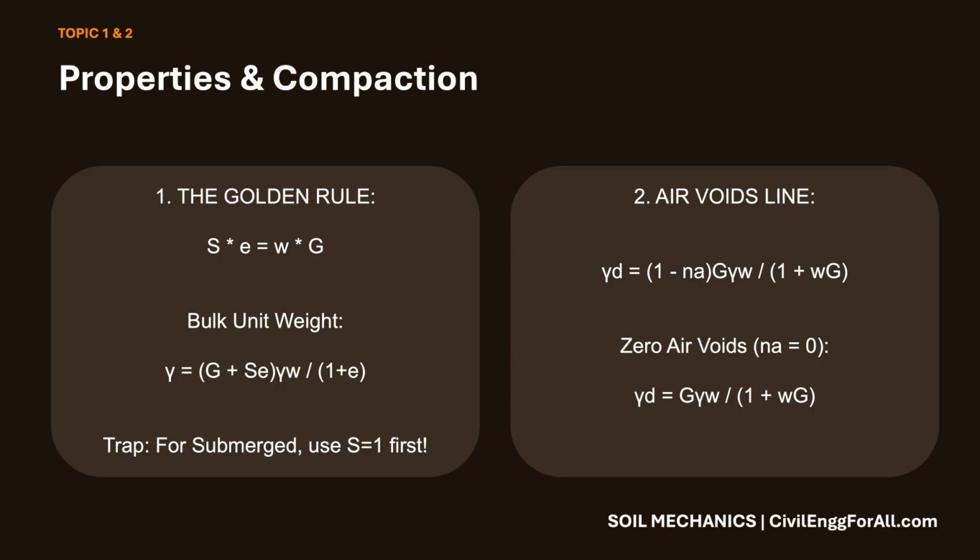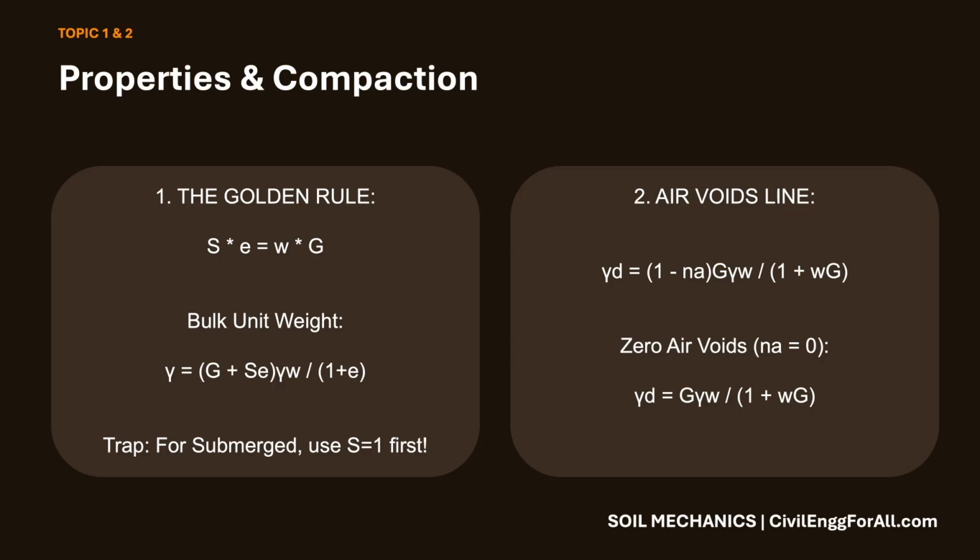Next is the bulk unit weight formula. Gamma equals G plus S into e, divided by 1 plus e, all multiplied by gamma w. If you need submerged unit weight, first calculate the saturated weight by putting S equals 1, and then subtract gamma w from it.